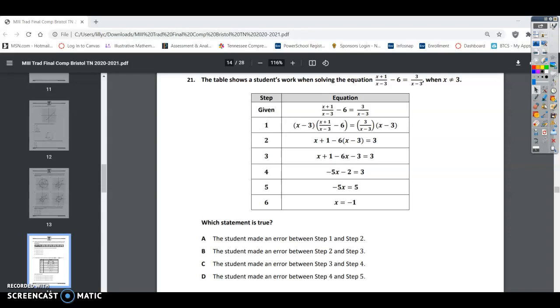Math 3, final benchmark, question 21. The table shows the student's work when solving the equation. All right, and it gives us an equation, and it says when x is not equal to 3. So that's just a stipulation on the domain.